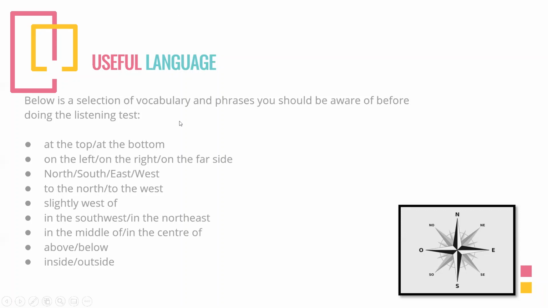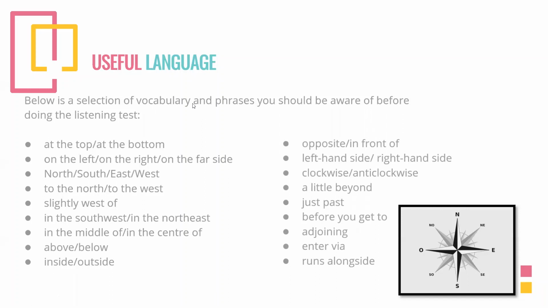In addition, they use: opposite to the X building, there is a Y building too. And then they mention that Y building is that. So opposite, in front of, left hand side, right hand side, just past, before you get to, adjoining, adjacent, enter via, runs alongside. So these are basically the language vocabulary to understand the directions.